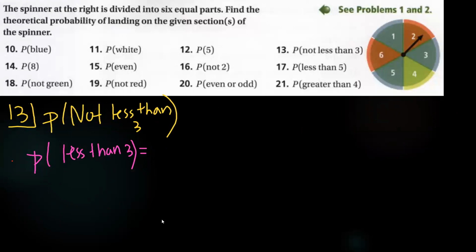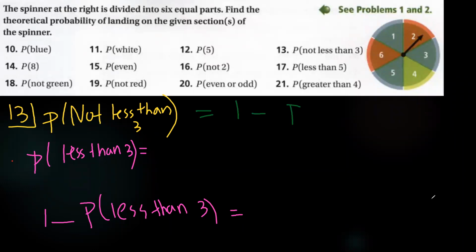So the probability of not less than 3. This is a complement. So first you have to find the probability of less than 3. Then you have to subtract: 1 minus the probability of less than 3 in order to find the probability of not less than 3. So the probability of not less than 3 will be 1 minus the probability of less than 3.